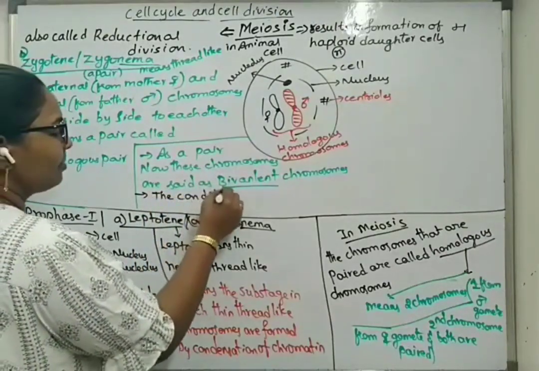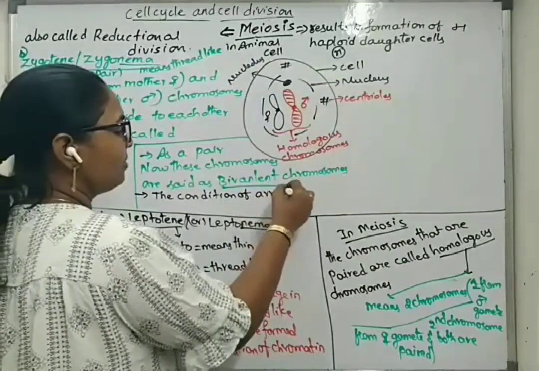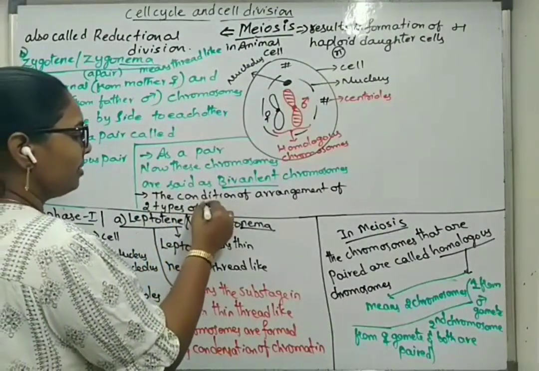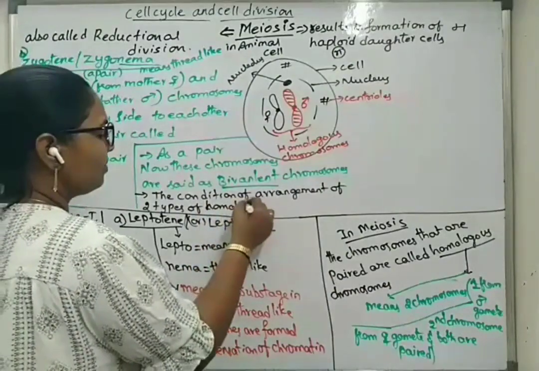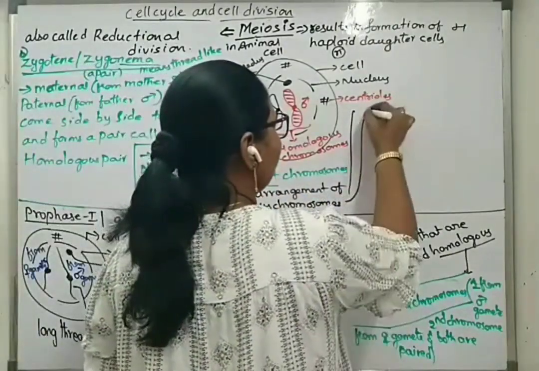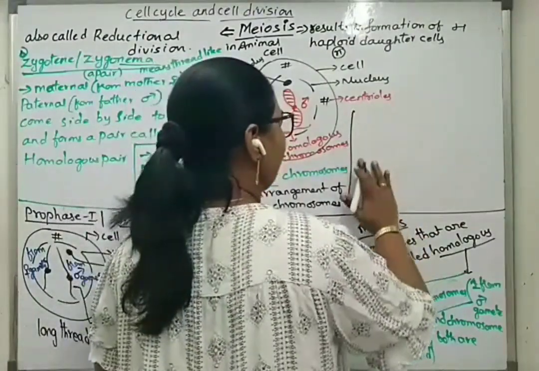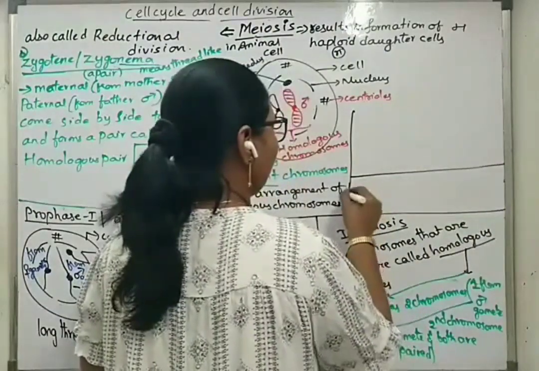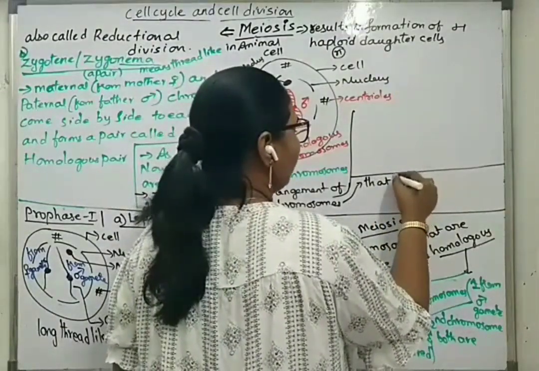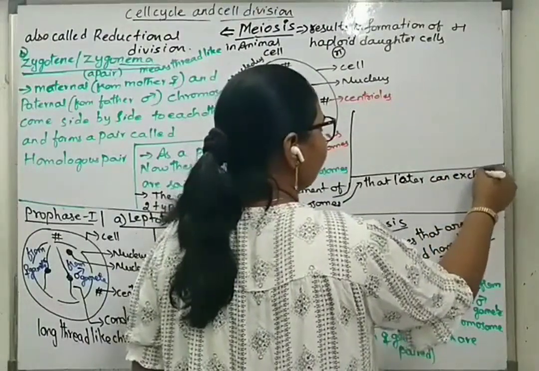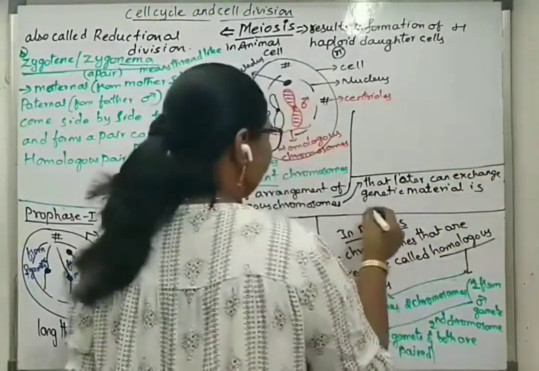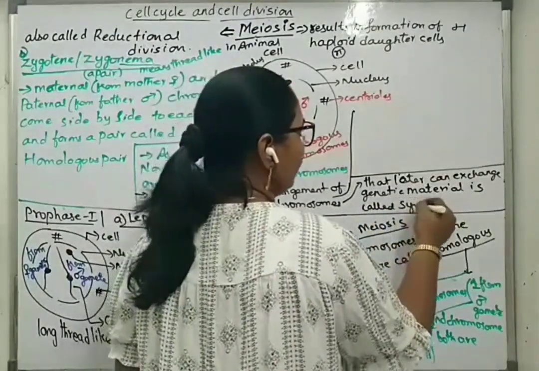The condition of arrangement of two types of homologous chromosomes that later can exchange genetic material is called synapsis.